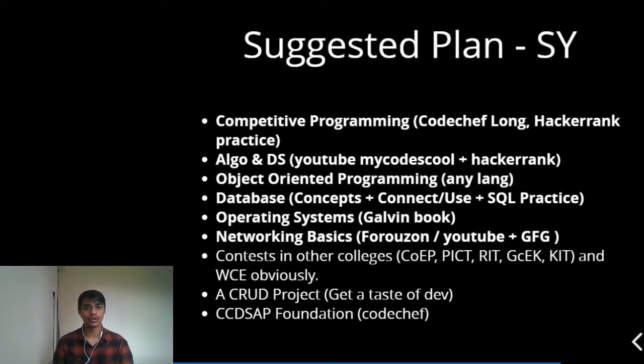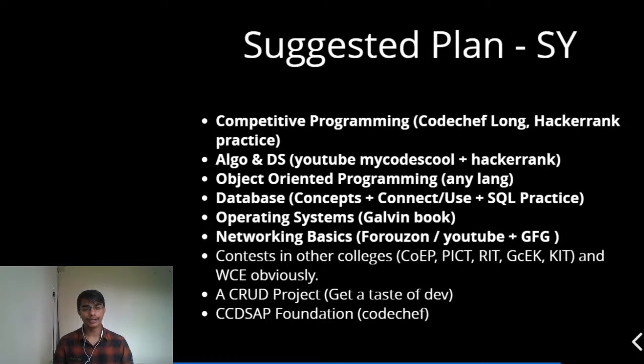You will get to know, like in the database point I have written, connect and use. So you try to learn how to connect a database and develop a simple CRUD project. Don't worry if it's a library management system. You're doing this for learning, not for mentioning on the resume or something. You are doing it so that you get a taste of development. Overall, you should mostly do competitive programming throughout the second year, but to get a taste of development, you should do a CRUD project.